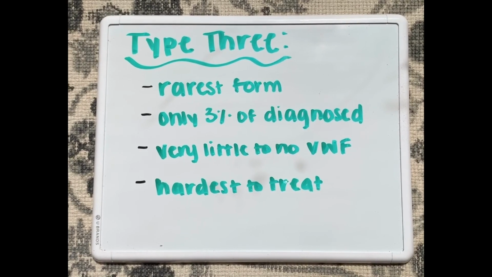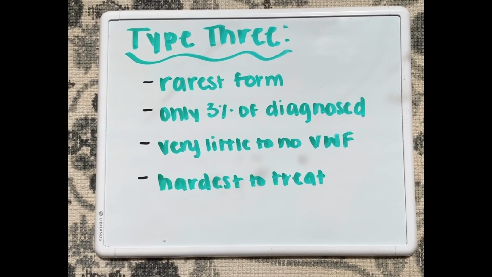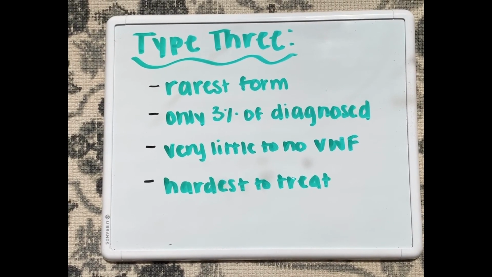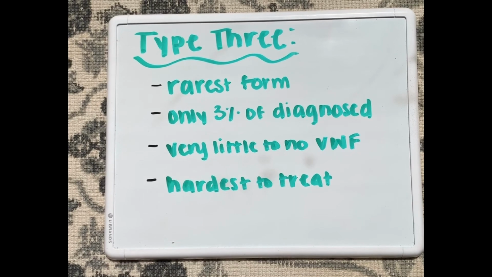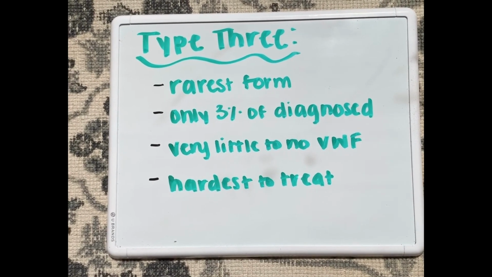Type 3 is the rarest form of the disease, in which only 3% of those diagnosed have this type. This is because type 3 is characterized by having very little to no von Willebrand factor in the blood at all. This is the hardest type to treat and the most genetically complex form of von Willebrand disease.